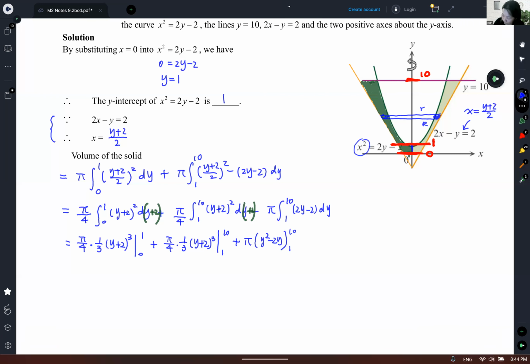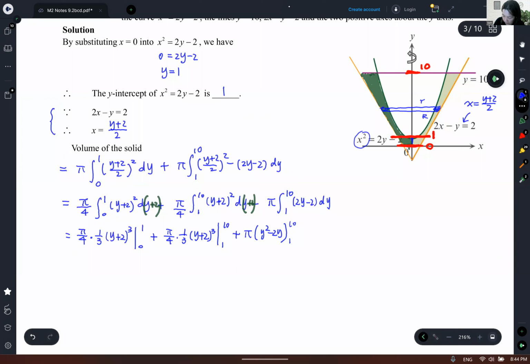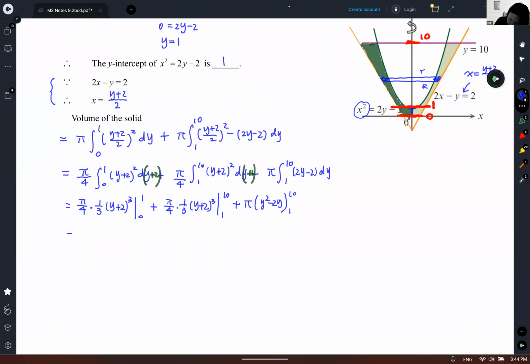Right? And then the substitution. Pi over 12. This one is 3 cubed minus 2 cubed plus pi over 12, 12 cubed minus 3 cubed, plus pi, 100 minus 20, minus 1 minus 2.